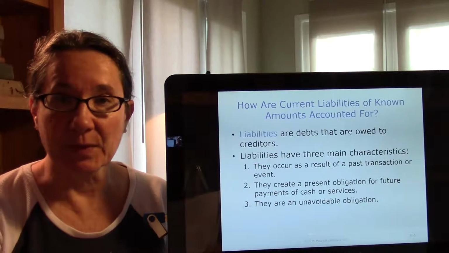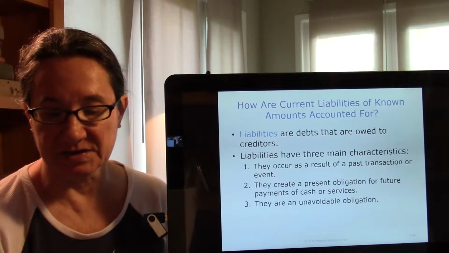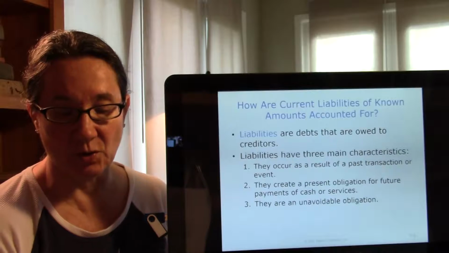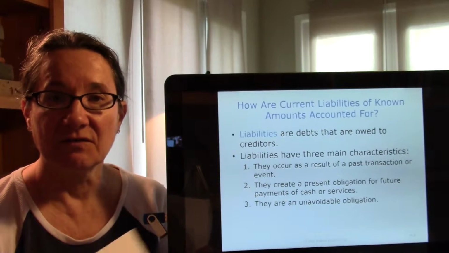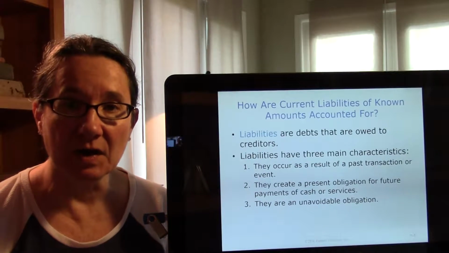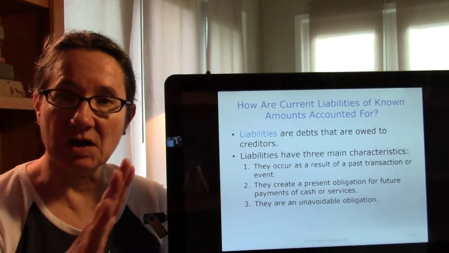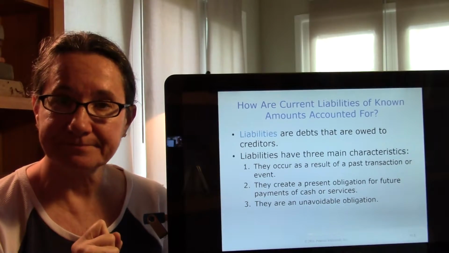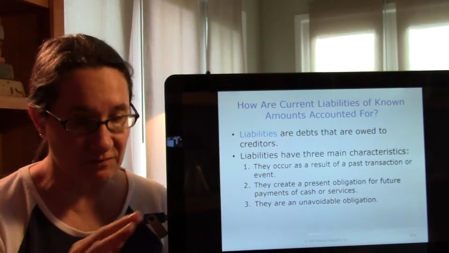Liabilities have three main characteristics. They occur as a result of a past transaction or event. They create a present obligation for future payments, and they are an unavoidable obligation. So something happens that causes us to owe somebody, and we have to pay it. So it's unavoidable.